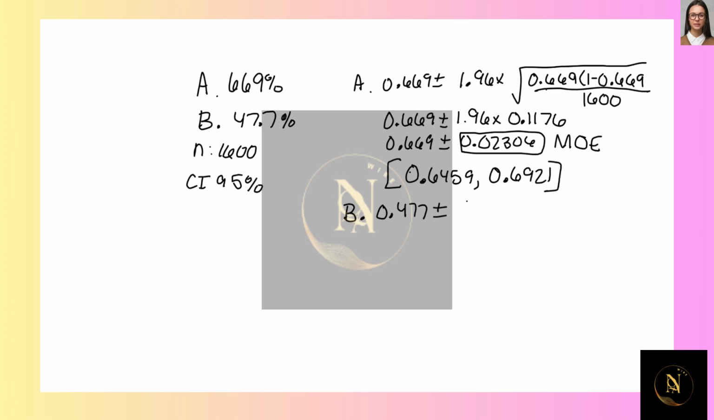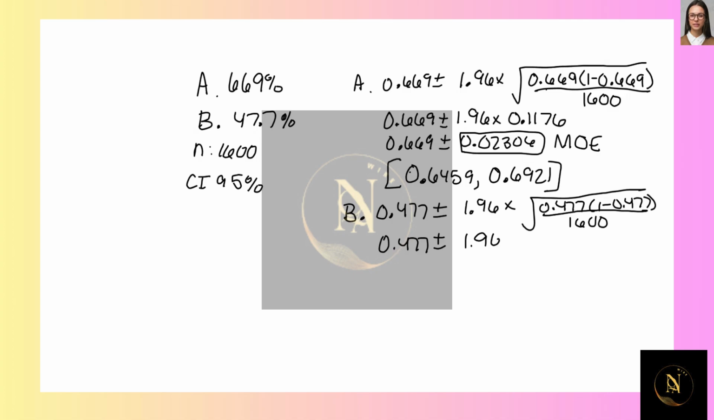0.477 plus or minus 1.96 times the square root of 0.477 multiplied by 1 minus 0.477. I forgot to close the parenthesis there. Divide that by 1,600. So then you'd have 0.477 plus or minus 1.96 times 0.01249. Then you have 0.477 plus or minus 0.02447. So this here is my margin of error.